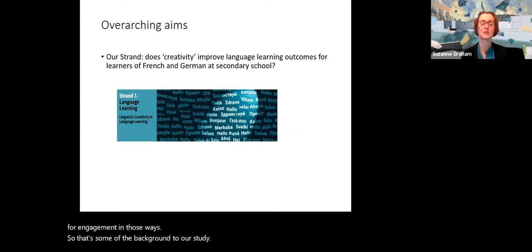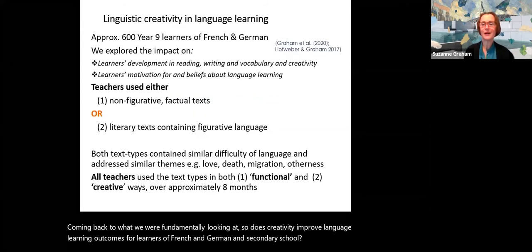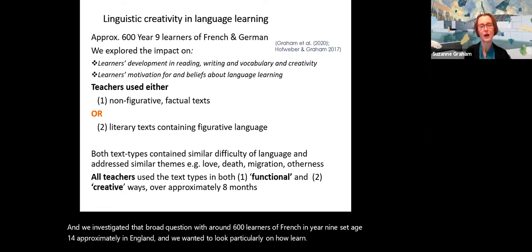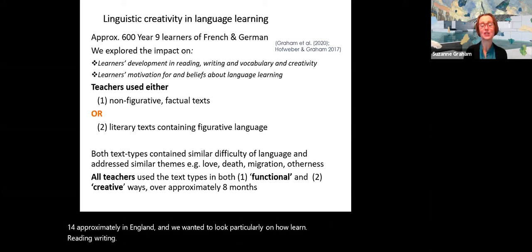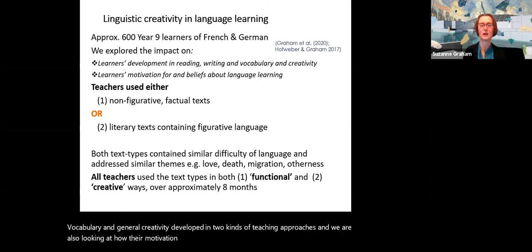Coming back to what we were fundamentally looking at: does creativity improve language learning outcomes for learners of French and German in secondary school? We investigated that broad question with around 600 learners of French in year 9, so age 14 approximately, in England. And we wanted to look particularly at how learners' reading, writing, vocabulary and general creativity developed in two kinds of teaching approaches. And we were also looking at how their motivation for and beliefs about language learning changed.